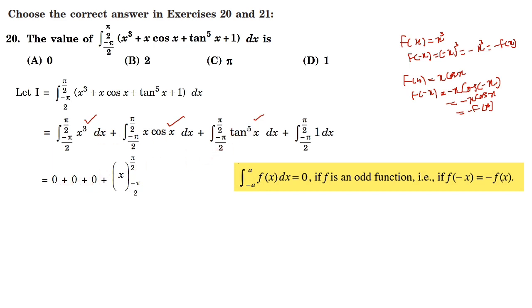Then only this one is left: integral minus pi by 2 to pi by 2 1 dx. Very easy for us. Integral 1 dx is x from minus pi by 2 to pi by 2. When we substitute, upper limit minus lower limit, so pi by 2 minus minus pi by 2, that means pi by 2 plus pi by 2. When we do the calculation, we will get the answer as pi. So the correct option is option C.